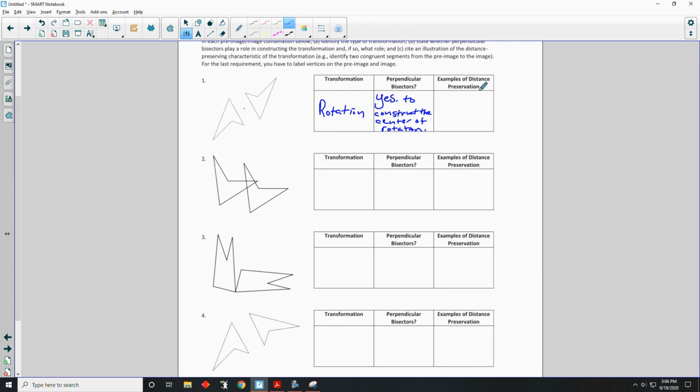Examples of distance preservation. Okay, so if I label this A and this B, rotate that around, this would become A prime, this would become B prime, and I'd say AB equals A prime B prime. It says to identify two. So then if I named the next point C, then this is C prime, and I could say BC is congruent to B prime C prime. Or the length of BC is equal to the length of B prime C prime.